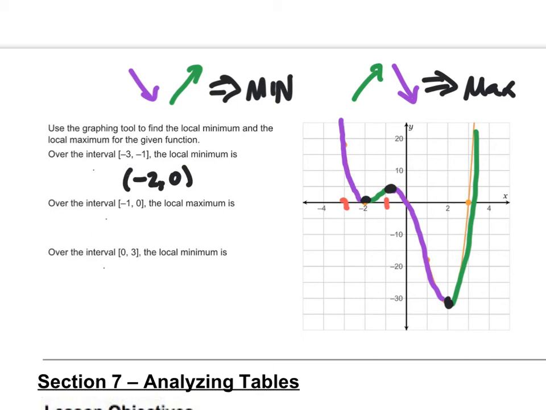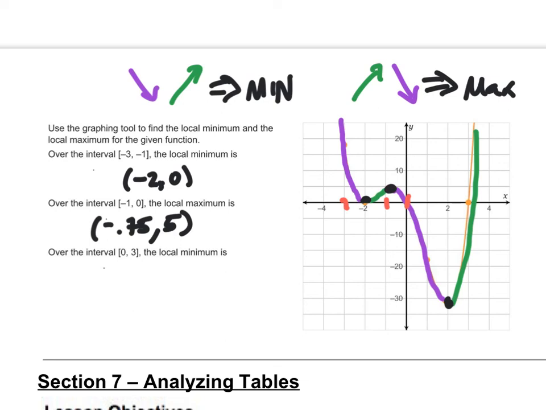Okay, over the interval from -1 to 0, okay, what is the local maximum? So we're looking at this interval now from -1 to 0, okay, looking over that one. And that looks to me like we've got a value, oh gosh, I'm just going to say -0.75, comma 5, okay, is that point right there, okay, which is this point right here.